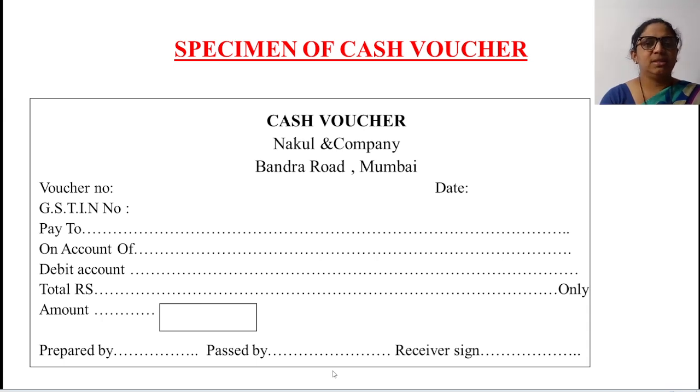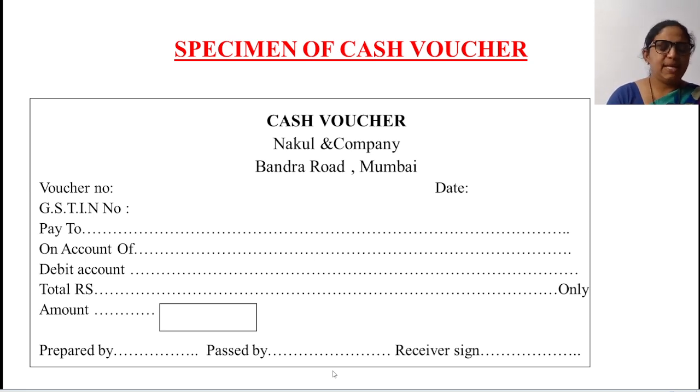You can see the format in the center. It is written as cash voucher. Then the name of the company is written, for example, Nakul and Company, Bandra Road, Mumbai. On the left hand side is the voucher number, and on the right hand side is the date. Then is the GSTIN number, which is very important to write. Then pay to, on account of, debit account, total rupees only, and amount, and a column is made for the amount. Then prepared by, signature, passed by, and receiver signature. This is the specimen of a cash voucher.